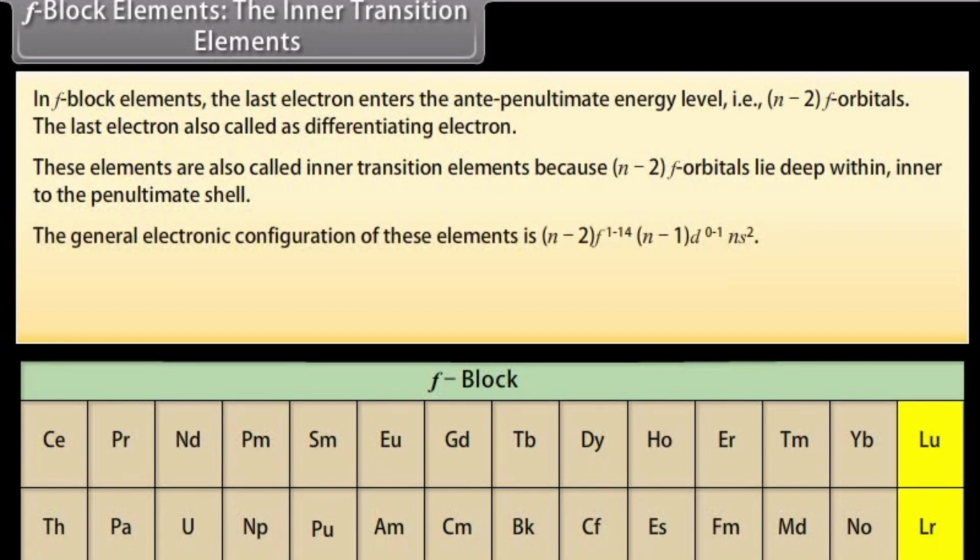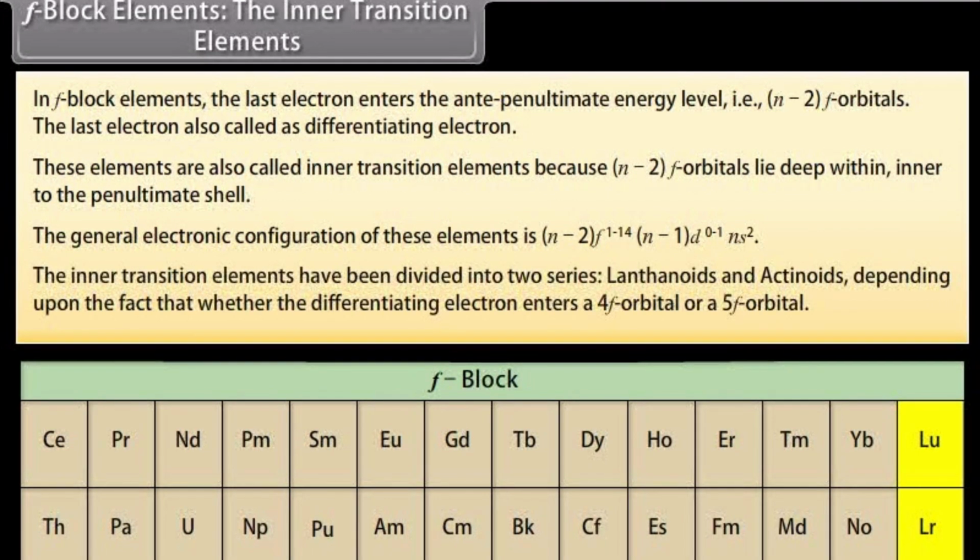The general electronic configuration of these elements is (n-2) f1 to 14, (n-1) d0 to 1, ns2. The inner transition elements have been divided into two series, Lanthanoids and Actinoids, depending upon the fact that whether the differentiating electron enters a 4f orbital or a 5f orbital.